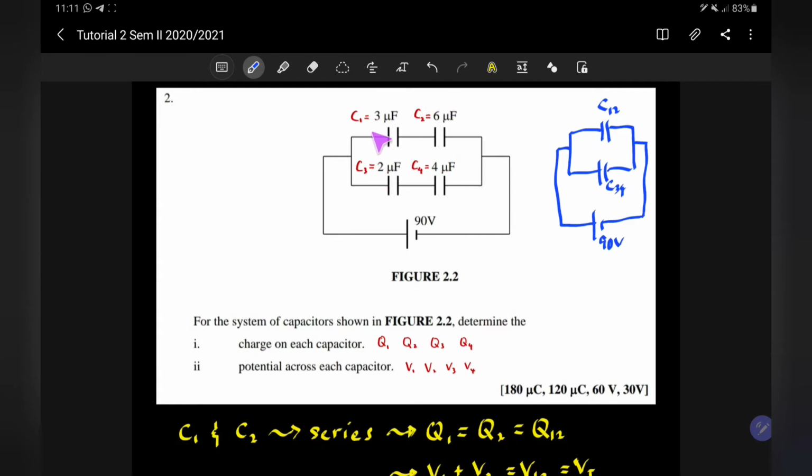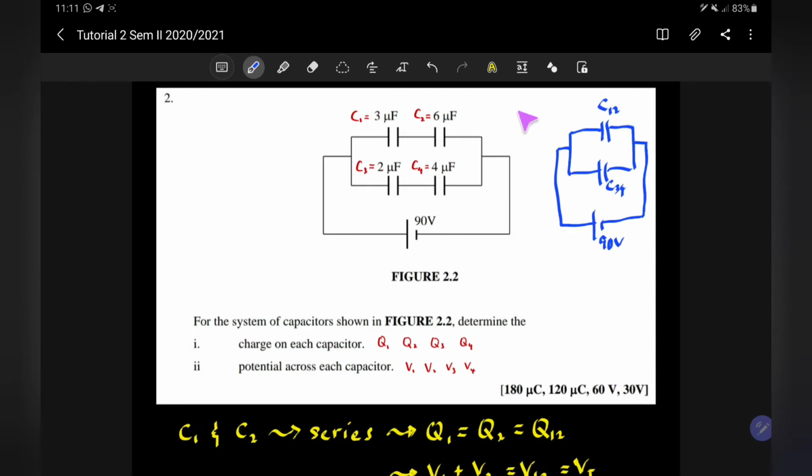So C1 and C2 are arranged in series, and C3 and C4 are also arranged in series. Am I correct? Because there are no junctions in it, the current through C1 and C2 is the same, and the current through C3 and C4 is also the same here. So 1 and 2 are arranged in series, and 3 and 4 are also arranged in series. So for any series arrangement, we may total up the values like this.